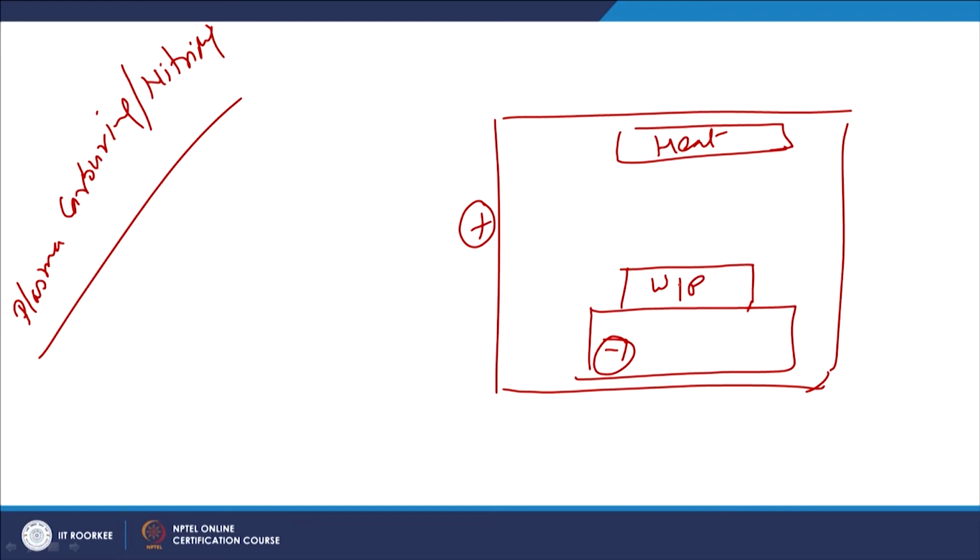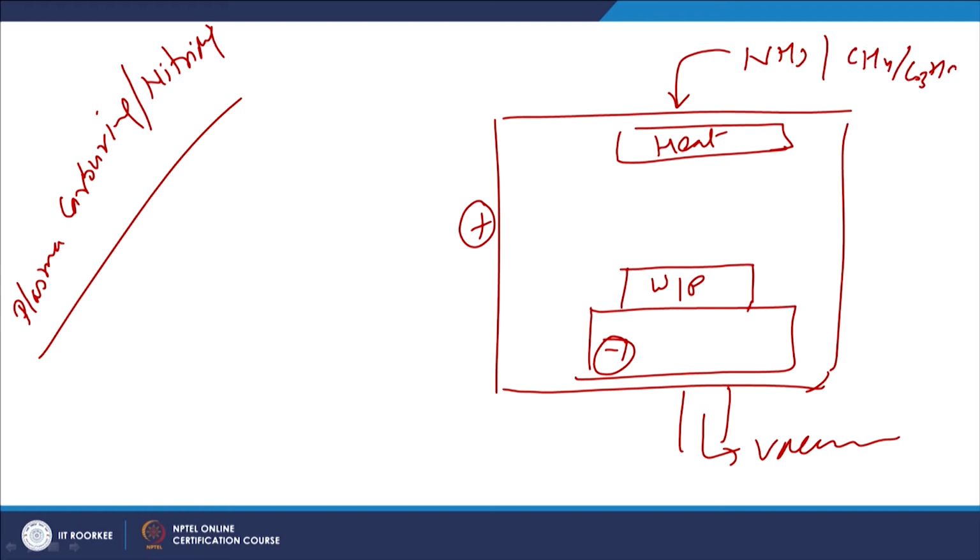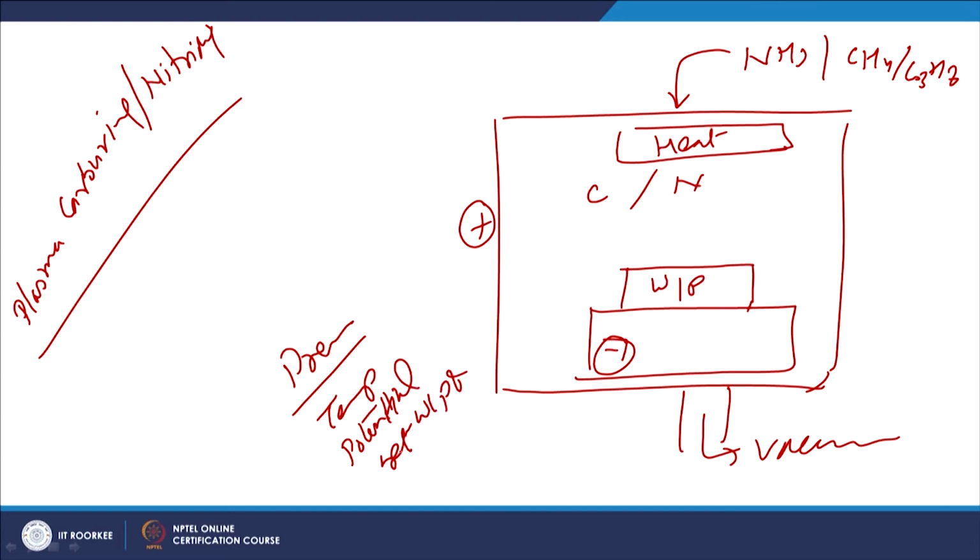The vacuum is created using a suitable vacuum system, and a suitable plasma forming gas like NH3 or CH4 or C3H8 is fed, and these will be making the carbon and nitrogen available for diffusion to take place, under suitable conditions of pressure, temperature, and the potential difference between the workpiece and the chamber, which means anode and cathode. The workpiece is cathode and the enclosed chamber is anode.